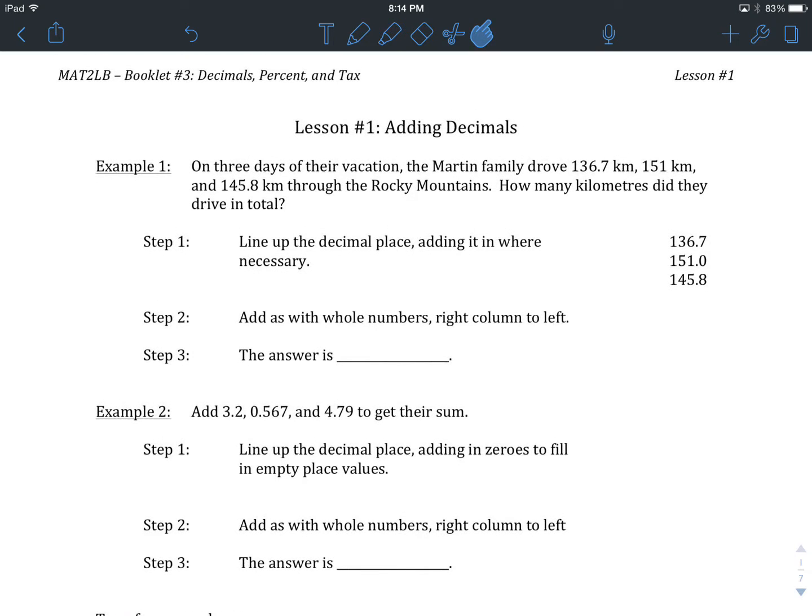Welcome to MAT 2LB booklet number 3, Decimals, Percent, and Tax, lesson number 1, Adding Decimals.